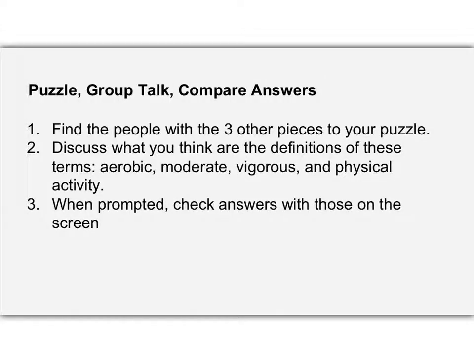For the first learning activity, I call it puzzle, group talk, and compare answers. Students are given one piece to a puzzle, and they must find the people with the other 3 pieces and put it together. Then they are to discuss what it says and try to come up with definitions for these terms: aerobic, moderate, vigorous, and physical activity. Finally, when they're prompted, they get to check their answers with those on the screen.